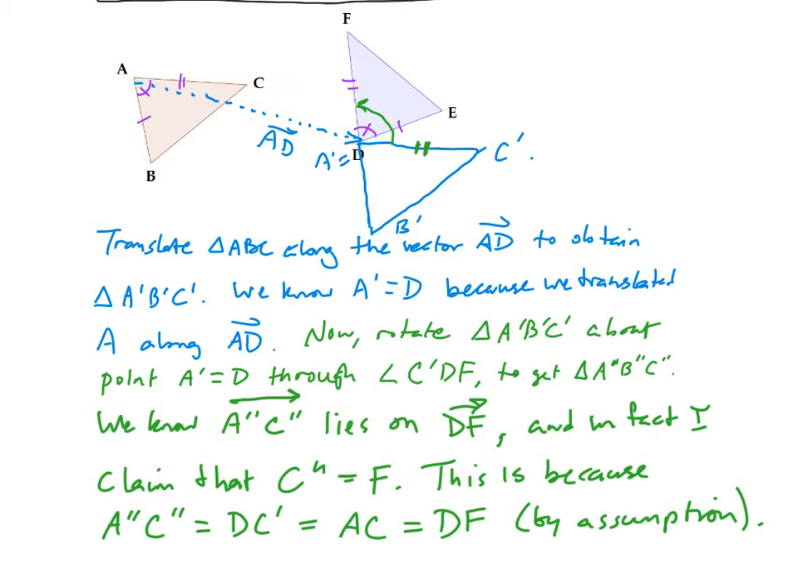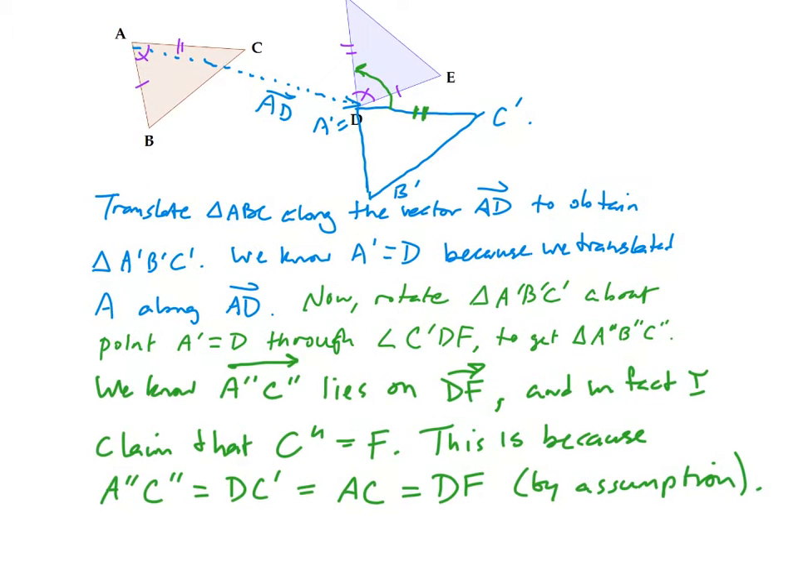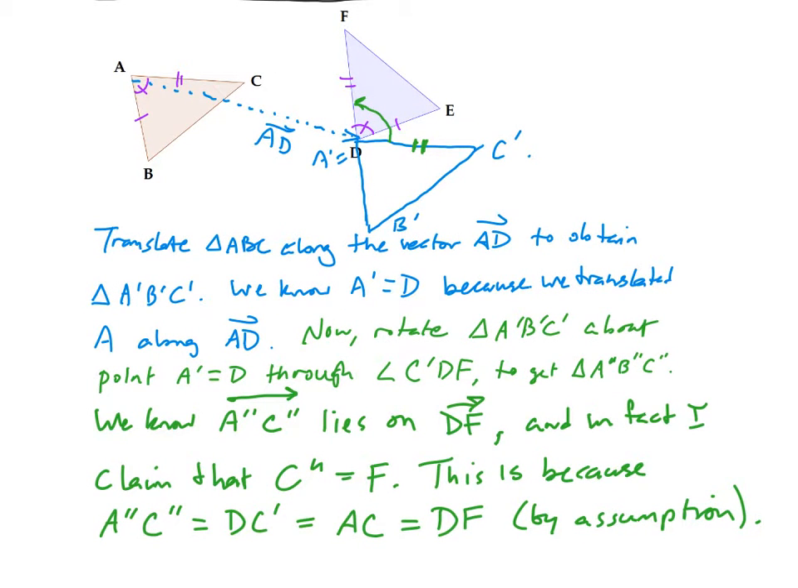All right. So in summary, we know that A double prime, C double prime. By the way, A double prime is still here. It's the same point as A prime, which is the same as D. And I know that that point C prime is going to get mapped up somewhere onto here. Now I know it's going to get mapped exactly to point F.